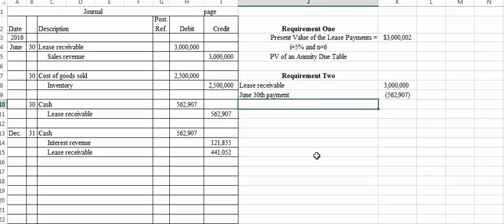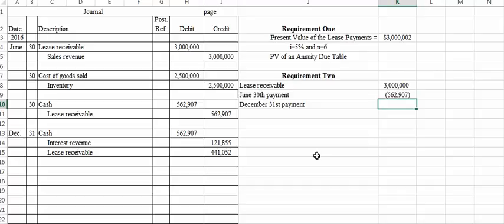And then we had the December 31st payment. Sorry, I can't type it. Can't type and talk at the same time. Okay, and that's going to be equal to just the principal reduction portion on the lease, or just the portion that decreased the balance in the lease receivable. So it's equal to a negative $441,052.